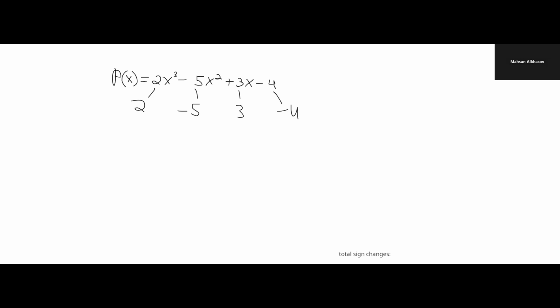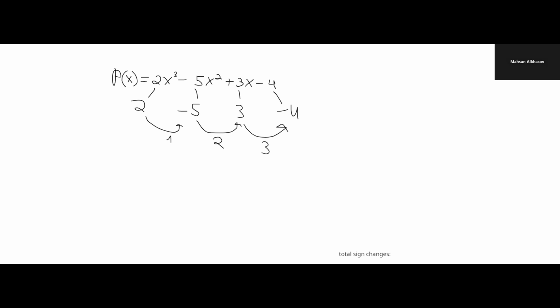Once we identify the coefficients, we need to identify sign changes. For example, from 2 to minus 5, the sign has changed from positive to negative, so this is 1. From minus 5 to 3, the sign has changed from negative to positive, this is 2. And from 3 to minus 4, the sign has changed from positive to negative, which is 3.